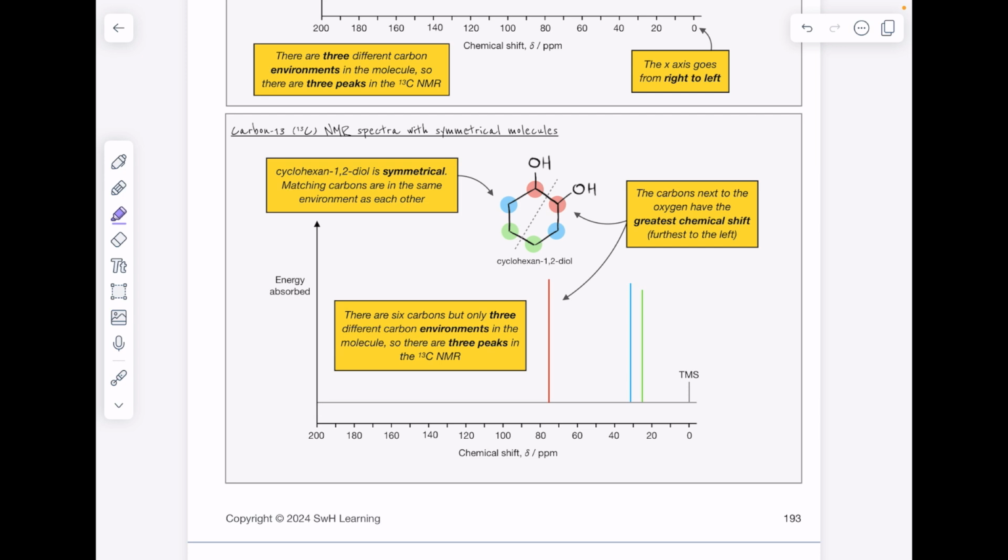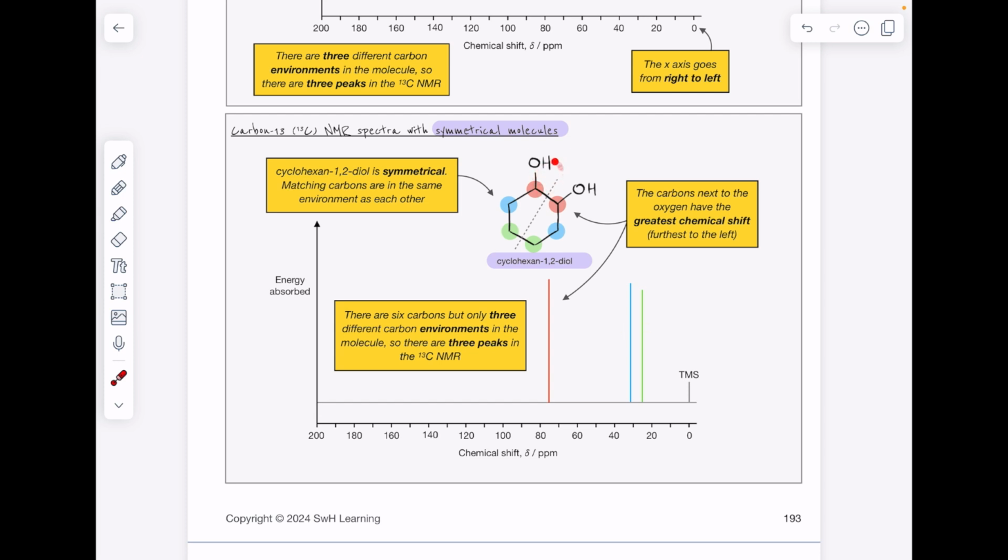Now we're going to take a second example, this time with a symmetrical molecule. So we have cyclohexane 1,2-diol. So let's just work out what we would expect to see. Okay, here is my line of symmetry here. And as soon as you have a line of symmetry, it means that matching carbons such as these two are in the same environment, so they'll show up as only one peak. So that's one environment. Here's our second environment, here's our third, and that's due to the symmetry. So we would expect to see 3 peaks, which we do.